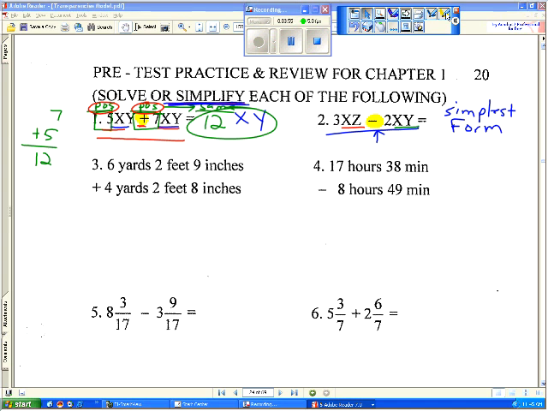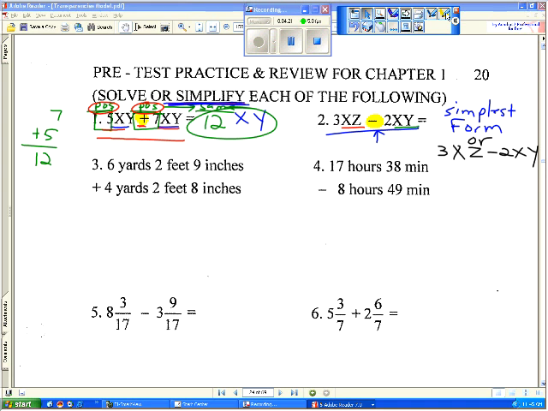Understand that? How else could you have written that answer? Just copy it back down: 3xz minus 2xy, right? Which is basically saying it was already in simplest form. Okay? Any questions on number 1 and 2?